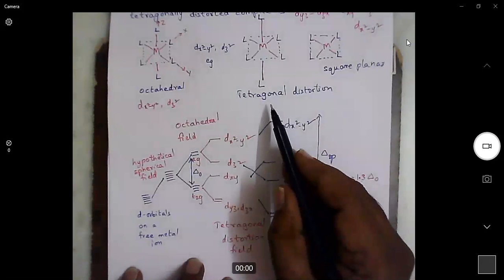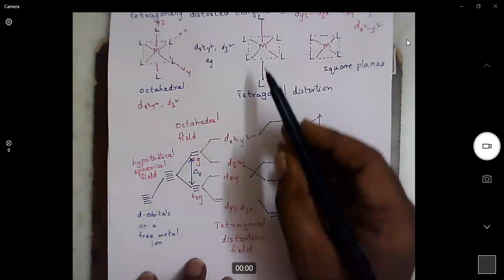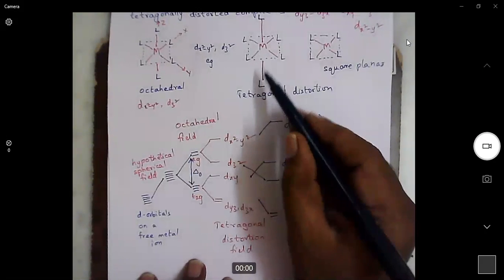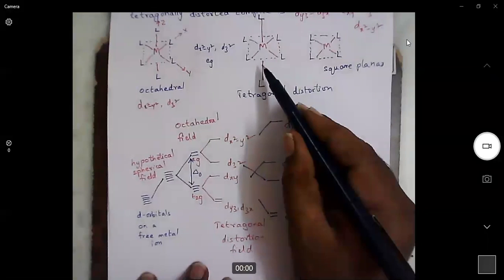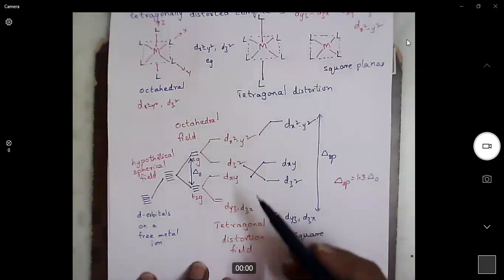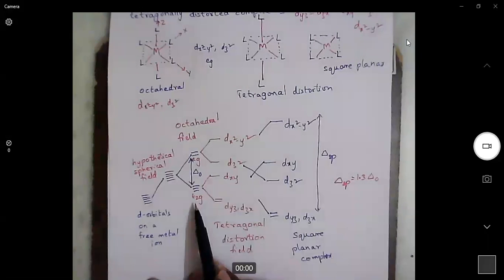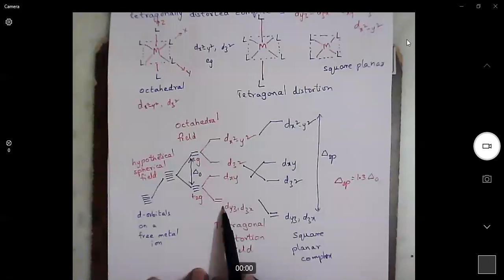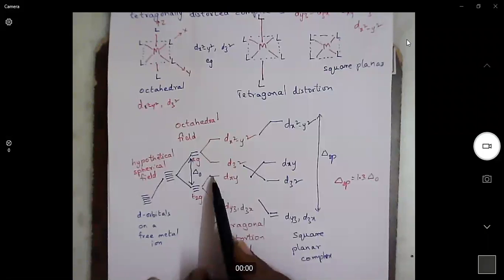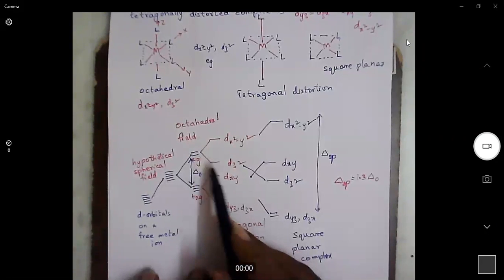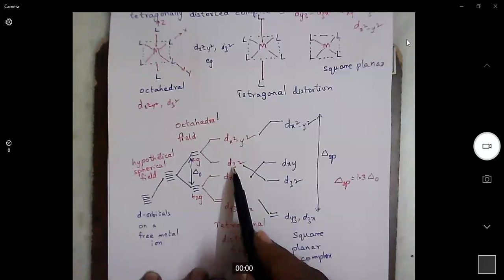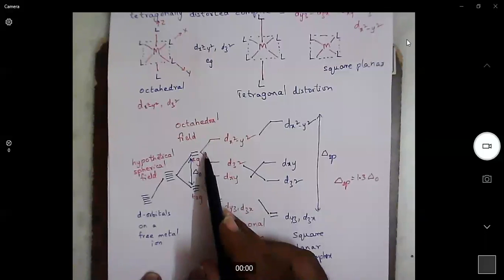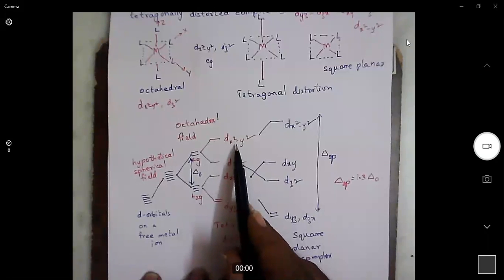What is tetragonal distortion? If we further elongate two ligands along the z direction, then orbitals with z contribution will experience lower repulsions. Because of the lower repulsions, orbitals with z contribution will be stabilized. So out of these three, orbitals with z contribution, dyz and dzx, will be stabilized. Orbital without z contribution, that means dxy, will destabilize. In eg also, orbital with the z contribution, that means dz square, will be stabilized. Orbital without z contribution, that is dx square y square, will be destabilized.